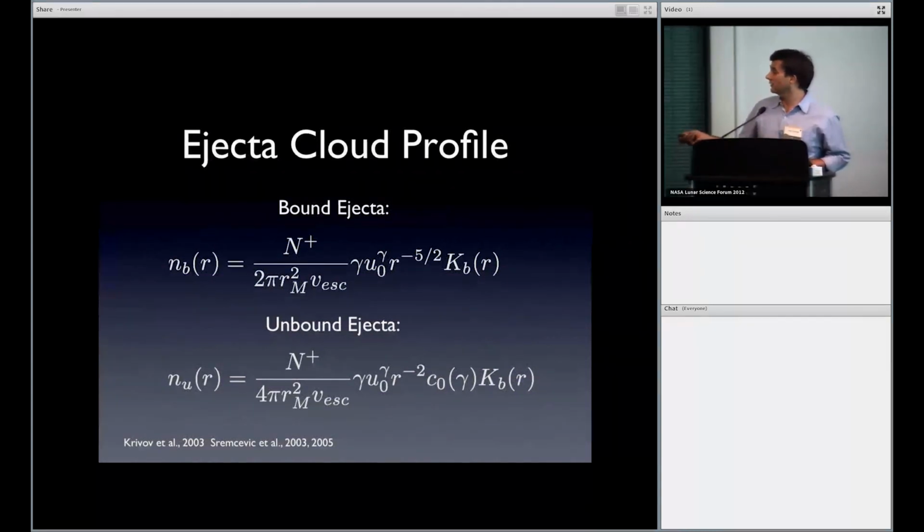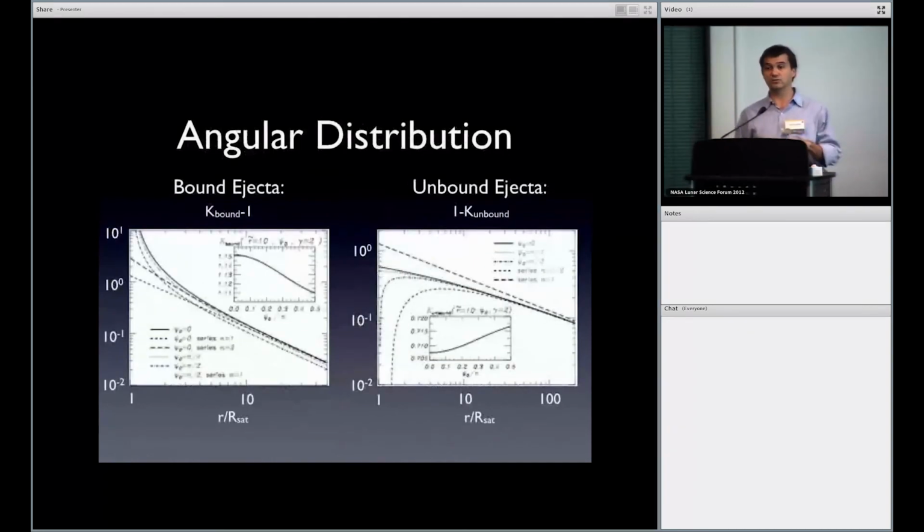You see that the number density as a function of radial distance still goes as r to the 5/2 power for bound ejecta particles, and for unbound ejecta, this goes like 1 over r squared, which is basically a point source distribution. And the indexes k_b describe the partitioning of the energy, how much of the energy of the impactor actually goes to the generation of ejecta.